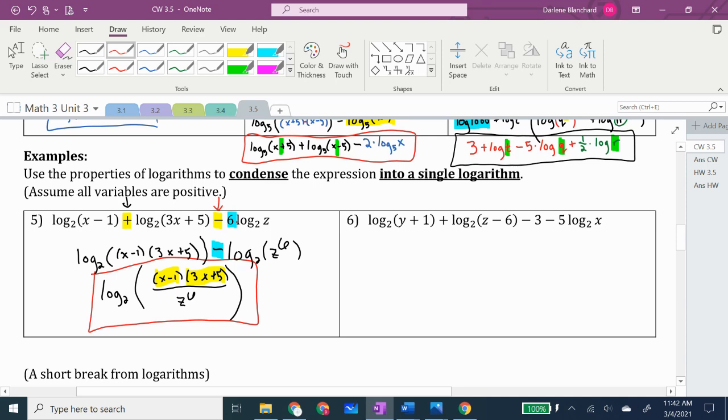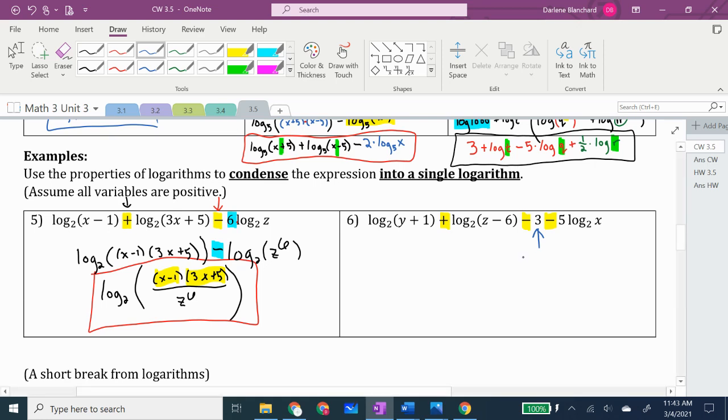On number 6, I'm looking around at what I have. I'm first going to identify that I have addition between two logarithms. I have a subtraction with a number and a subtraction with a logarithm. Now, where I have a subtraction of just a number, I need that number to be written as a log base 2.